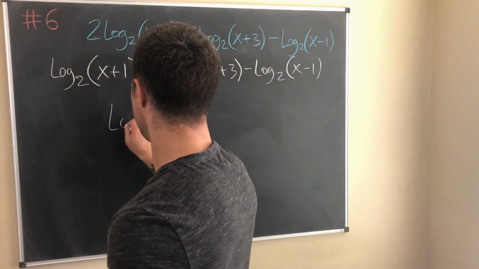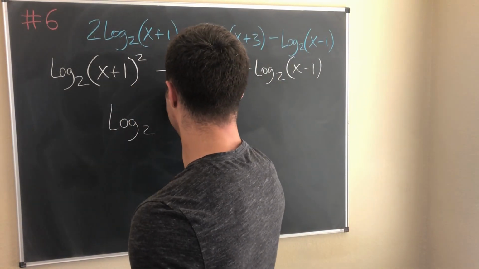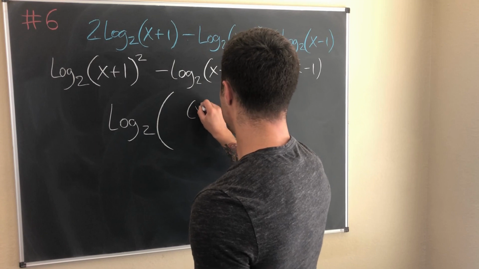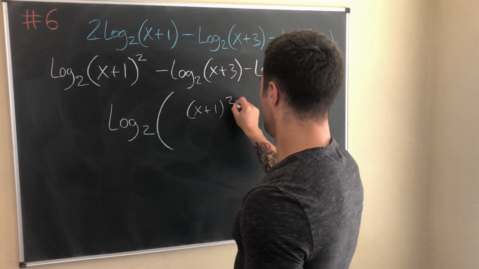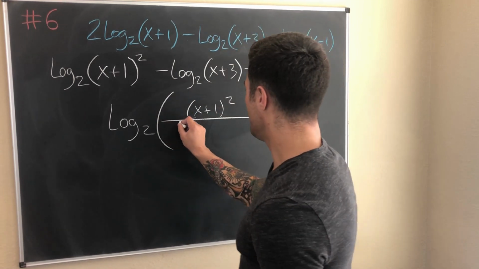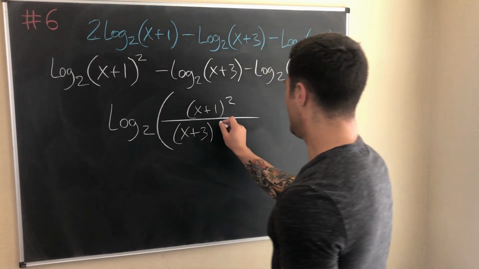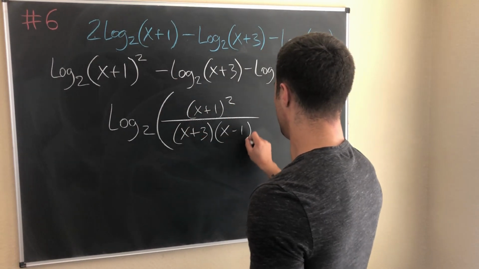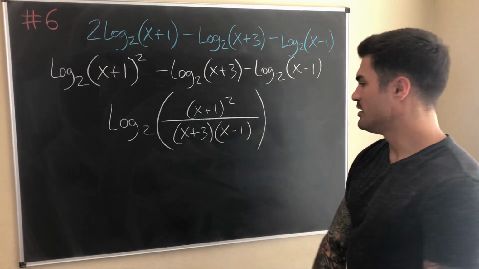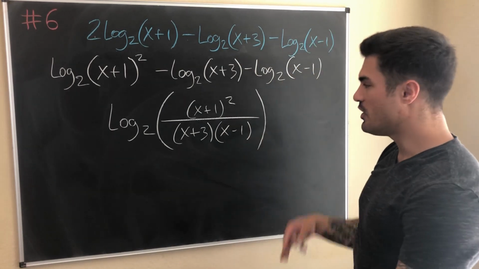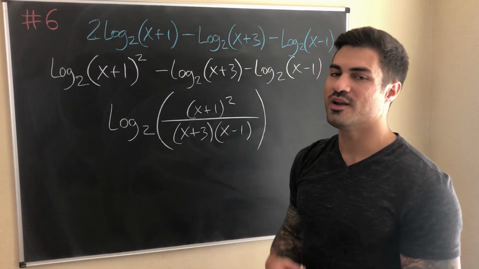So what this is gonna end up being is log base 2, and it's gonna be x plus 1 squared in the numerator. And in the denominator, I'm gonna have x plus 3 because there's subtraction there, and x minus 1 because of that subtraction there. And it's really that simple. But again, if you want a full detailed description broken down, check out my other video.